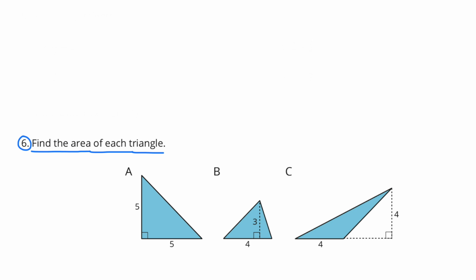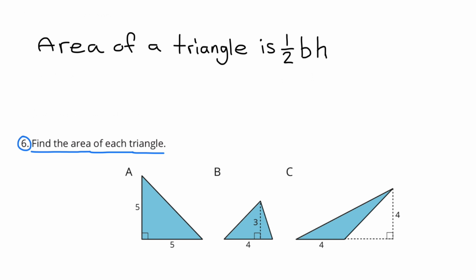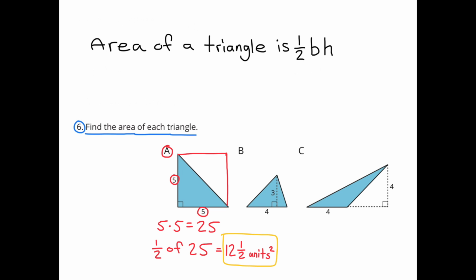Number 6, find the area of each triangle. The formula for finding the area of a triangle is half of base times height. You can imagine this triangle as a square with a base of 5 and a height of 5. 5 times 5 would be 25. The area of the square would be 25 units squared, but since the triangle is half of the area, it's 12.5 units squared.